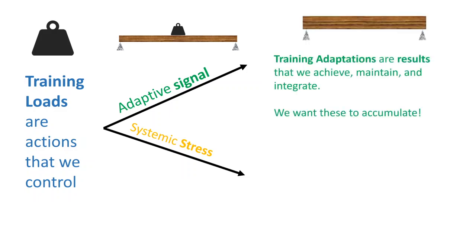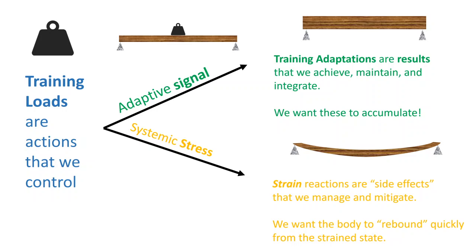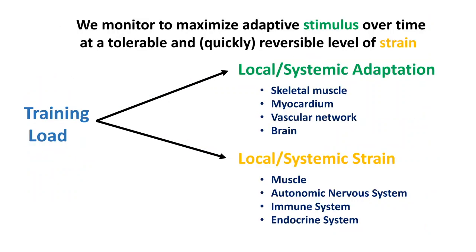So we are in this job of trying to balance these. We want to achieve the training adaptations, and we want to maintain them, and we want these to accumulate over time. At the same time, we accept that there will be stress, that sometimes this will slide into a strain reaction, a side effect, and we've got to manage and mitigate those. So we want to rebound from the strain while maintaining the adaptations. That's the challenge that we face in the endurance training process.